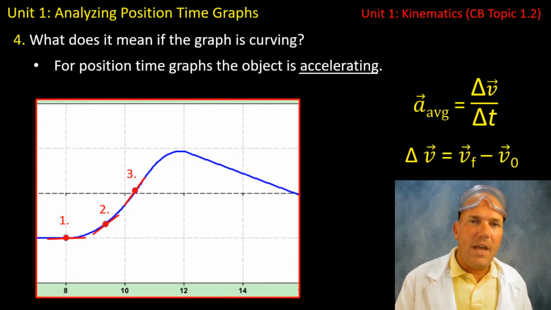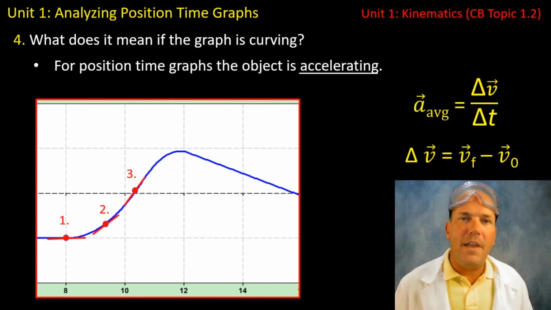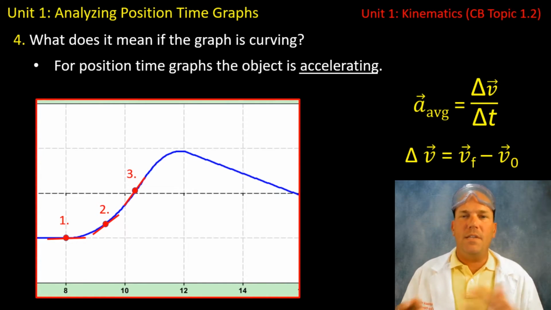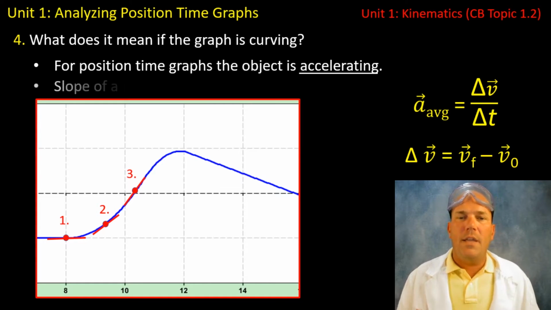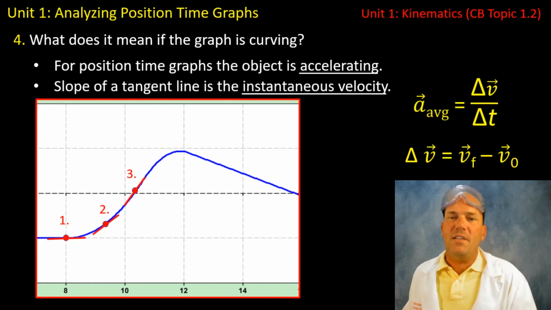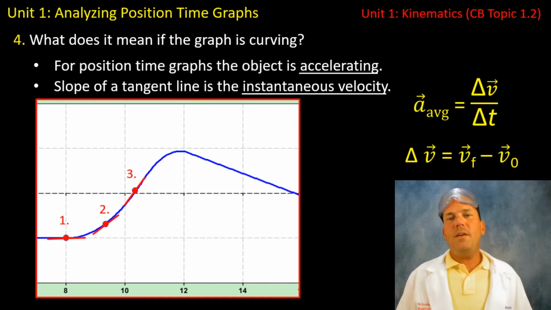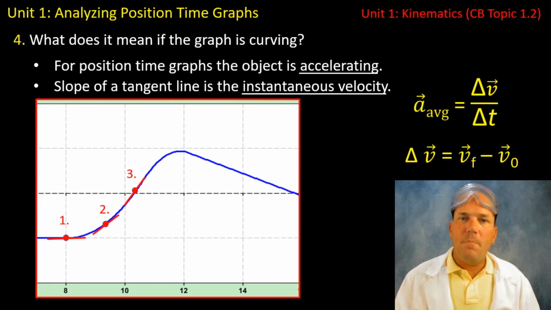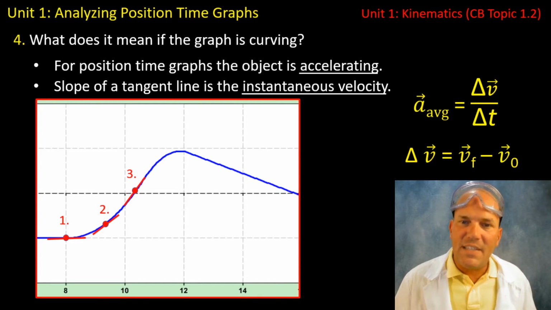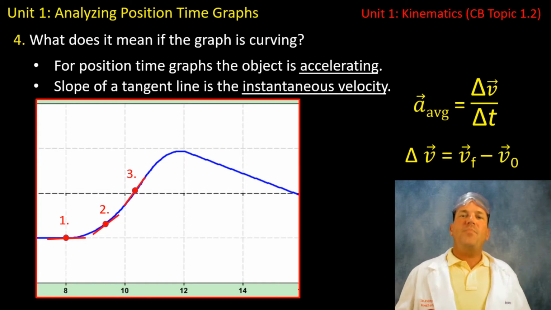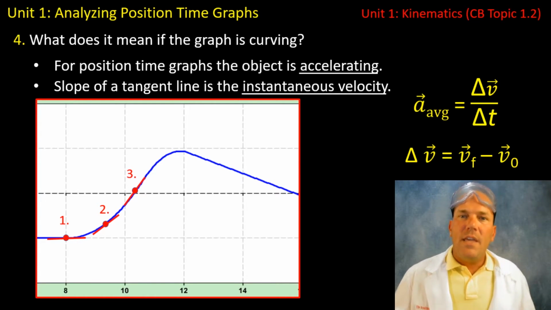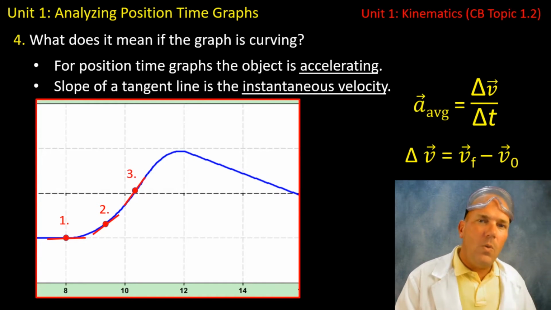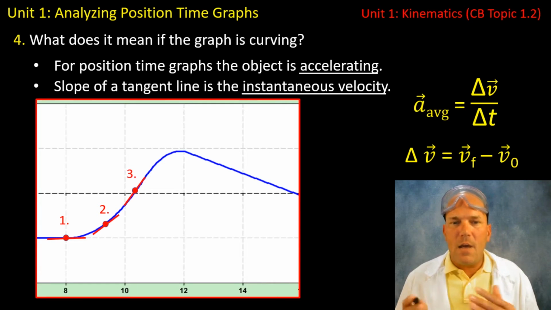Calculating a change in velocity, as we always do, we take the final vector quantity and we subtract the initial vector quantity from the final. And the slope of these tangent lines is giving you something called the instantaneous velocity. And I'll make a point to distinguish the term instantaneous velocity from average velocity, instantaneous acceleration from average acceleration. We're going to be looking at that in upcoming videos.